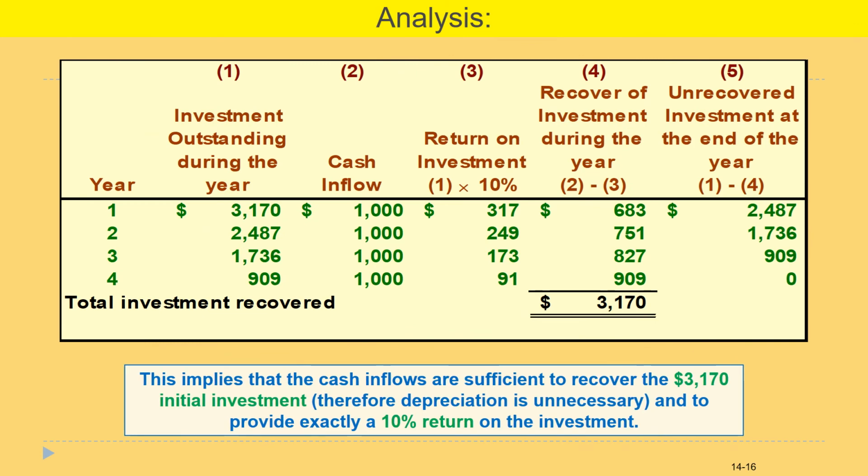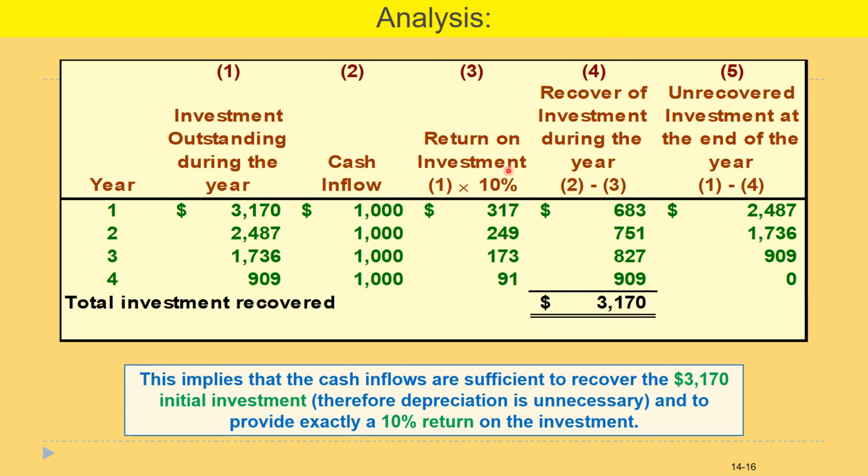Analysis should look something like this. I put it in a table. You can use this table if you're working a problem like this again, or you could devise your own thing, right? We have here the years 1 to 4, and then the investment outstanding during the year. At the beginning of the first year, 3,170. Then after the next year when 1,000 comes in, we decrease it as we go on. All right. And we look at the return on the investment.